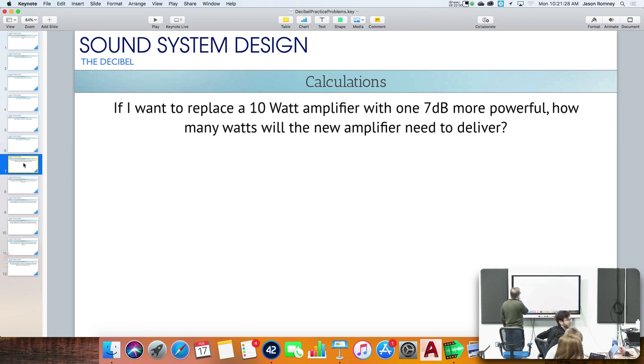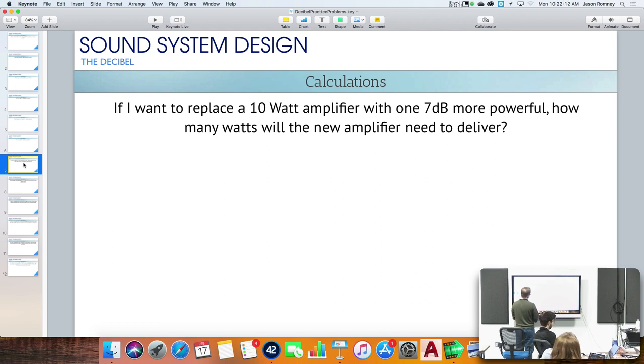All right. So we're going to start getting a little more complicated. I want to replace a 10-watt amplifier with one that is 7 dB more powerful. How many watts will the new amplifier need to deliver? That 10-watt amplifier doesn't sound like that much, but I have one of those in my living room that drives my Atmos ceiling speakers. It's just a little teeny one I bought on Amazon. It's fine. It does the job. But I've maxed it out, and I still feel like I need 7 more dB. Well, how many watts am I looking for here? More, right? More watts for sure, but how many more?